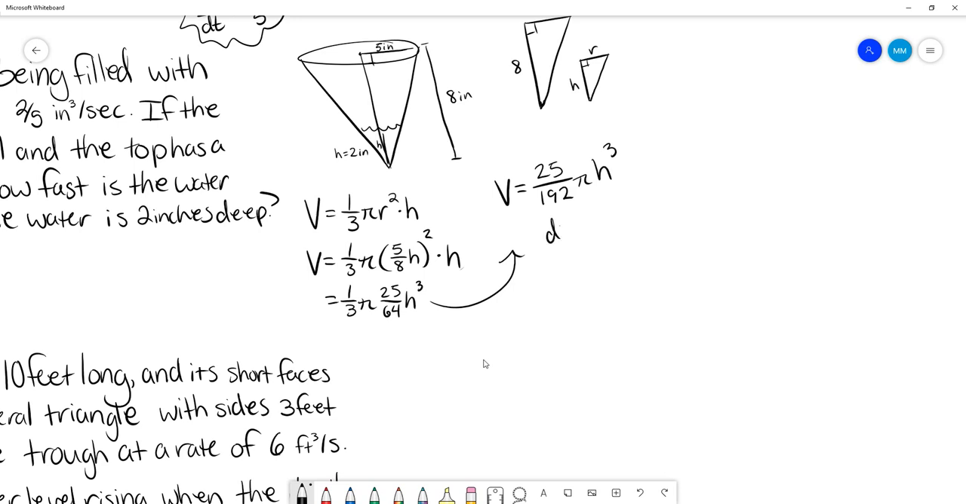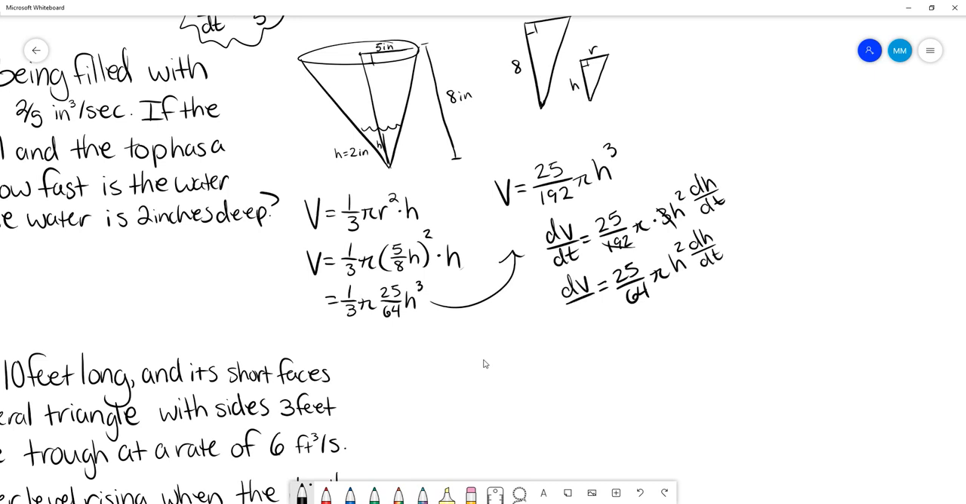Now if I take the derivative of our volume with respect to t, I've just got this times the derivative of this. So it's 25 over 192 times pi times 3h squared dh dt. Remember, dh dt is what we're looking for. We just multiplied by 1/3, so that 3 is actually going to undo that bit. It's going to cancel out, so it's going to be just 25 over 64 again, right, because that cancels out a little bit. H squared dh dt.